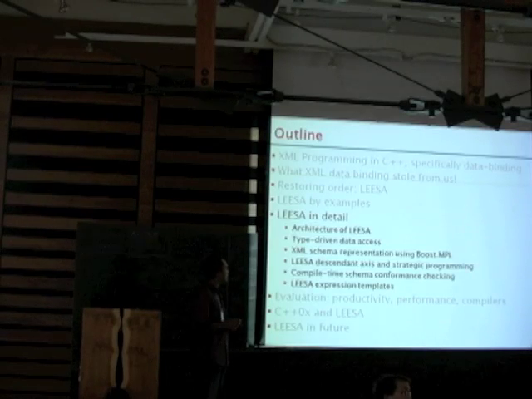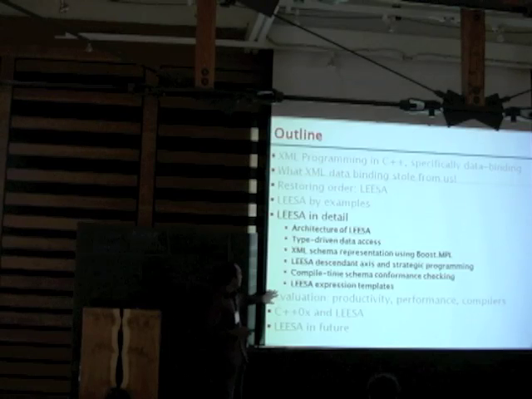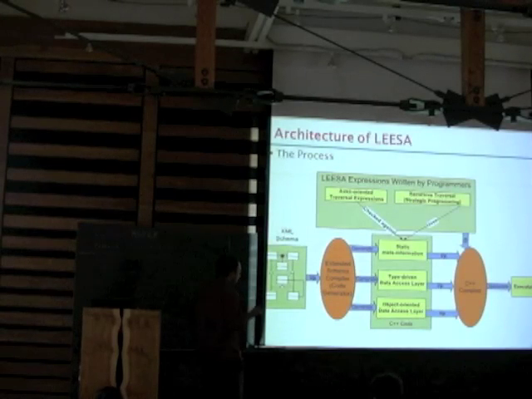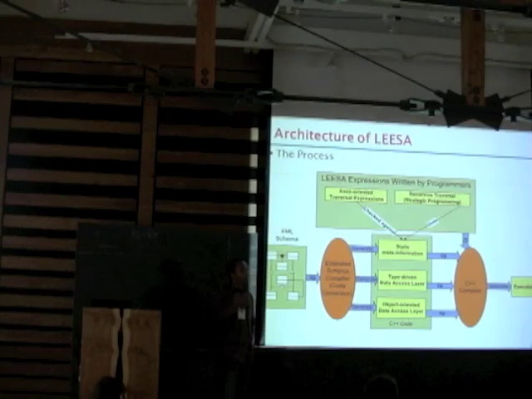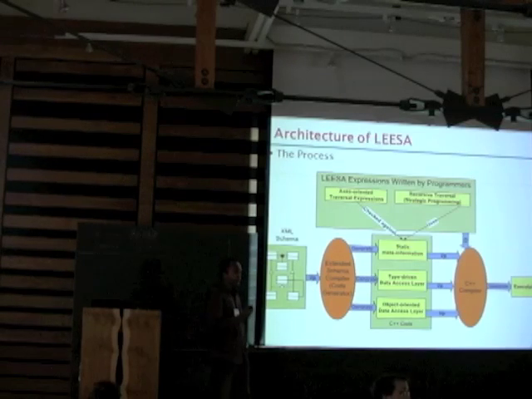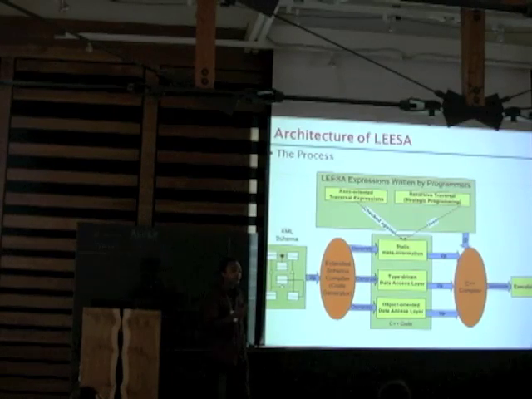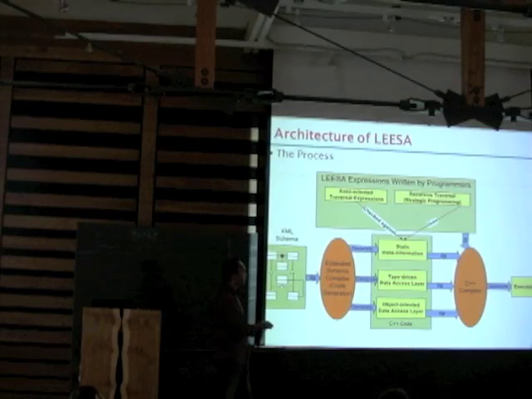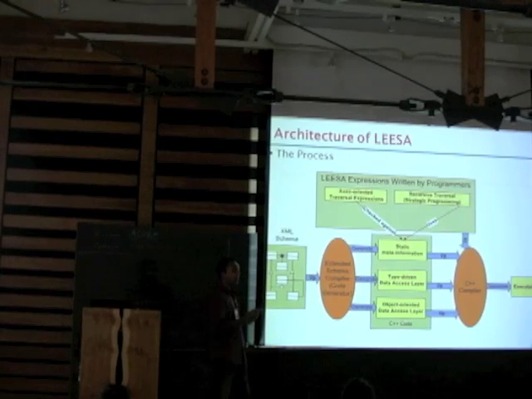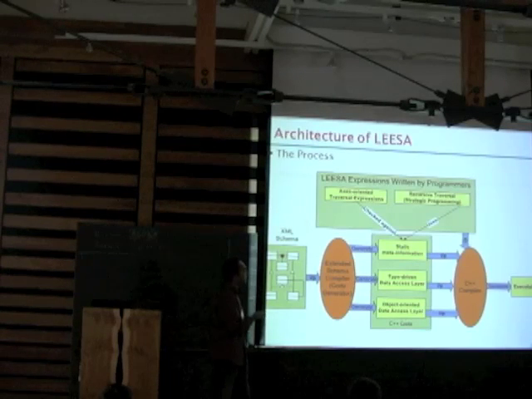I think I have to rush through these slides to some extent because these things are also very interesting: performance, runtime, as well as compile time. So the process of using Lisa is just like before, but now we generate more code than just object-oriented code. There is a thin layer, we'll see an example of that, so-called type-driven data access, because everything is built on types. And there is static meta information.